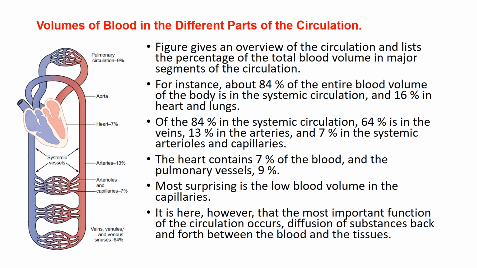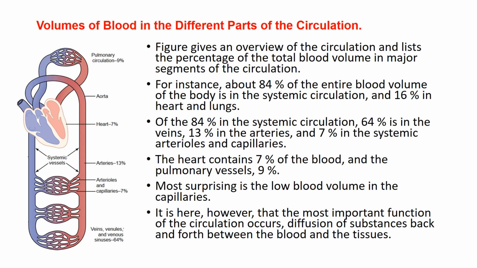Volumes of blood in the different parts of the circulation. The figure gives an overview of the circulation and lists the percentage of the total blood volume in major segments of the circulation. For instance, about 84% of the entire blood volume of the body is in the systemic circulation, and 16% is in the heart and lungs.